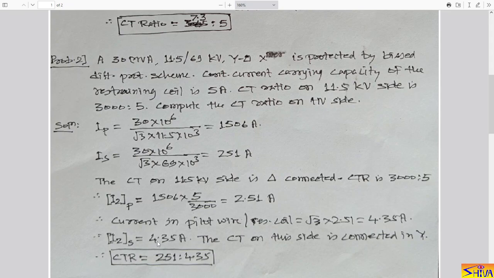Now this 4.35 ampere is coming from the secondaries to the CT connected on the 69 kV side in the secondary side. So for 4.35 ampere, the primary current is 251 ampere, and this side of CT is connected in star because this side of the transformer is connected in delta. So CT will be connected in star. Therefore the CT ratio is 251 by 4.35 amperes.